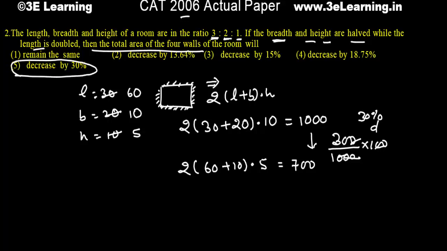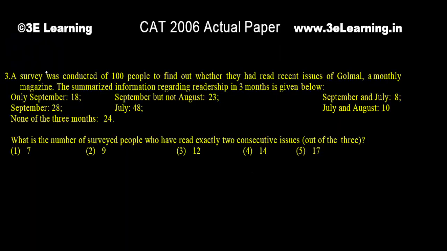That was the second question. Now solve the third question. This is a question of more or less set theory with numbers at first glance. I would say read the question. A survey was conducted on 100 people to find whether they had read the recent issue of Golmal, a monthly magazine. The summarized information regarding the readership of 3 months is given below.